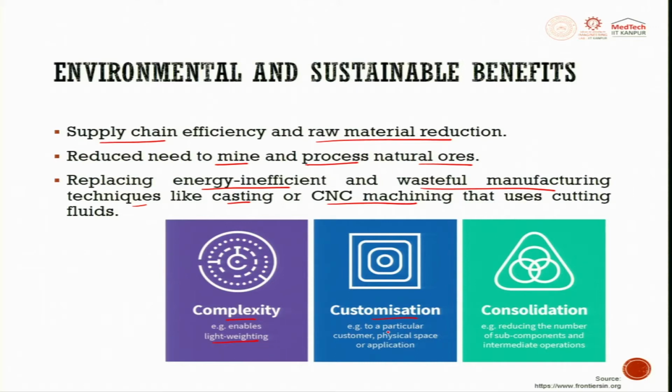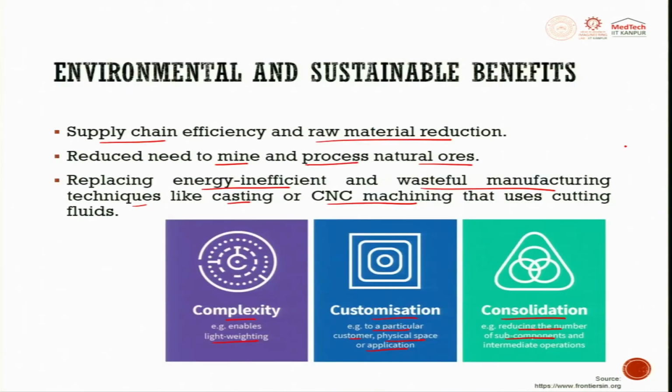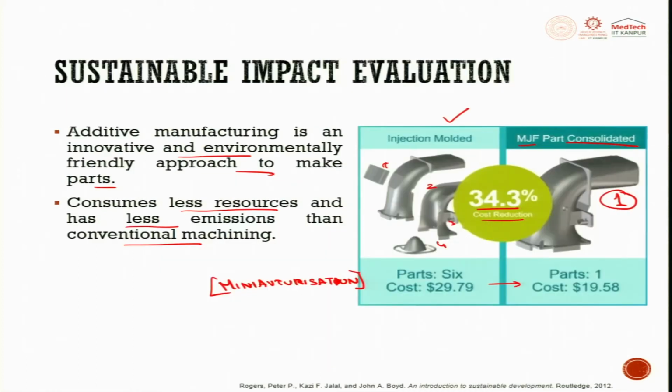It could be reverse engineered, or it could be reproduced, or a single component could also be produced. So if a particular customer has a physical space or application, it could all be taken care of. Consolidation, that is reducing the number of sub-components, as we saw in the previous example. So this is the consolidation part. And intermediate operations are also reduced here. In conventional machining, parts 1, 2, 3, 4, each of them would have its own operations. So there are multiple intermediate operations. Maybe to produce this component using conventional machining, it could have employed 20 plus operations. In this, we are able to do it in a single operation.